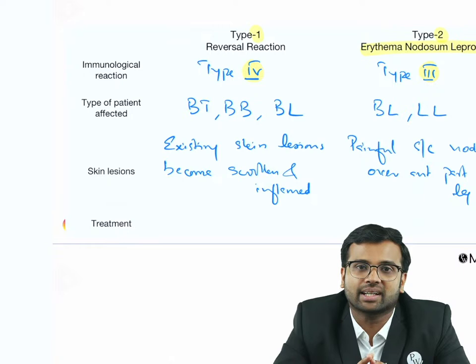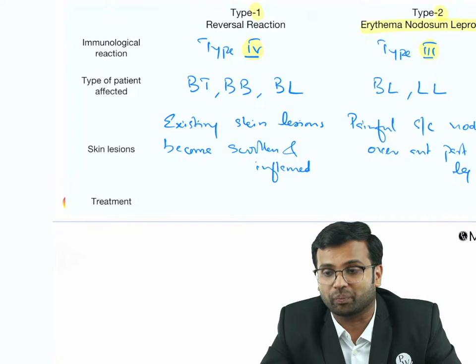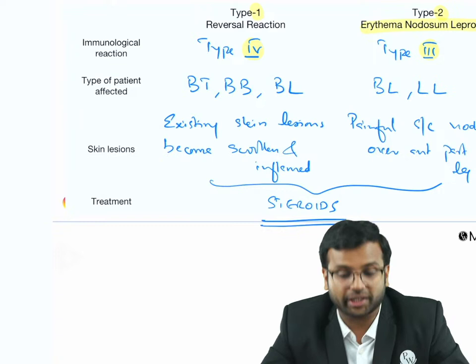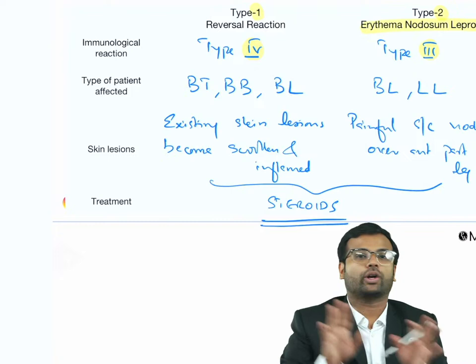And what is asked in this MCQ is that what is the drug of choice? In both these cases, there is only one drug of choice, and the drug of choice is going to be steroids. So on the day of exam, if they ask you whether it is going to be lepra type 1 reaction or type 2 lepra reaction, be it both, the answer is going to be steroids.